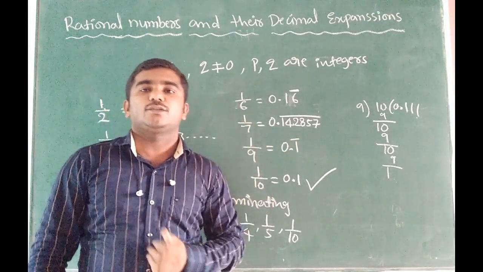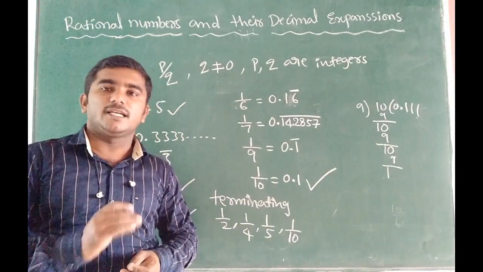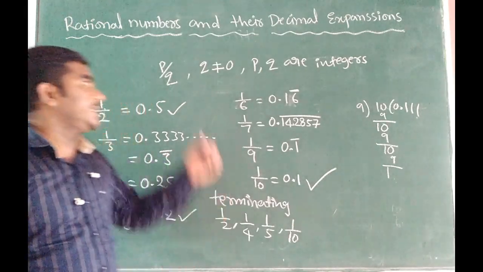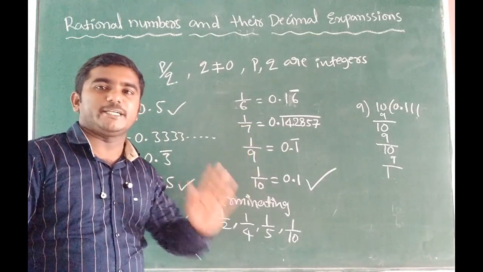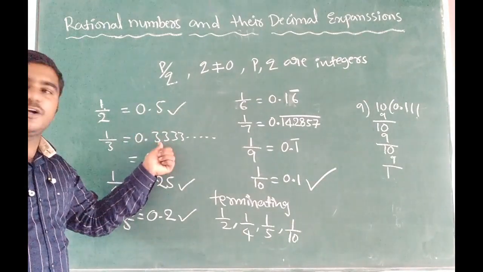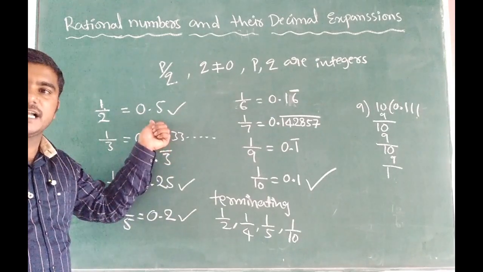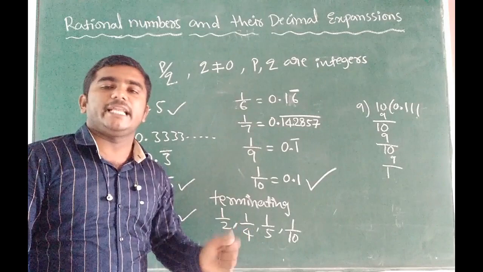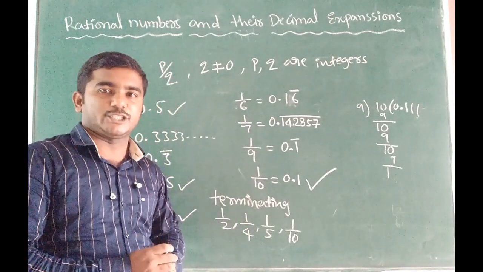There is one more definition for rational numbers. What is that? All terminating and non-terminating repeating values are called rational numbers. That's why, any p by q form you take, compulsorily you will get only two situations. Either it terminates, or even if it is non-terminating, compulsorily it should repeat. Either terminating or non-terminating repeating values you will get.